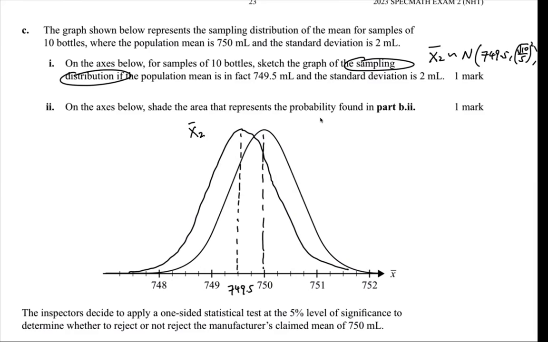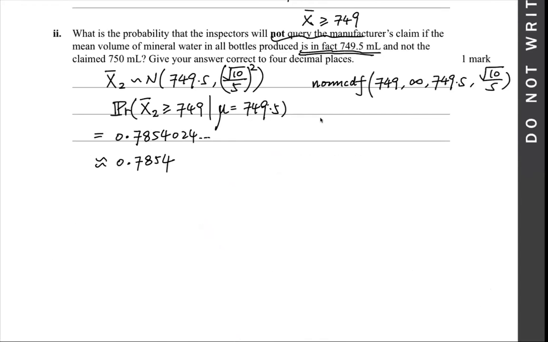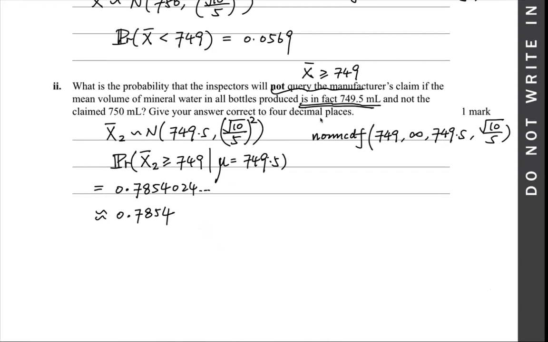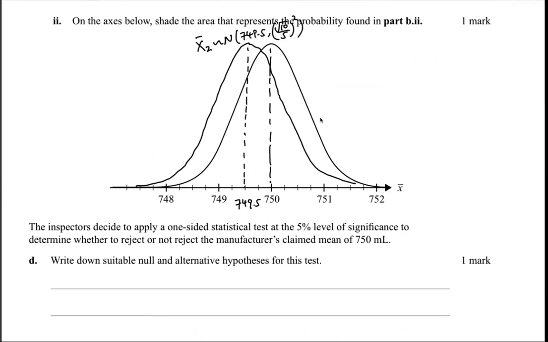So this is X bar 2, normal distribution, 749.5, root 10 over 5 whole thing squared. And then on the axis below, shade the area that represents the probability found in part B2. So we want the probability of X bar 2 greater than 749. All right.